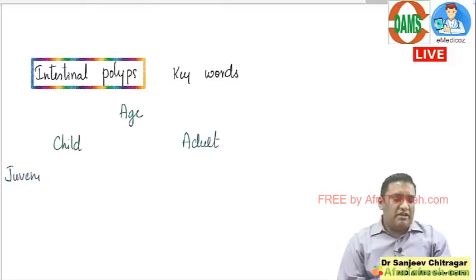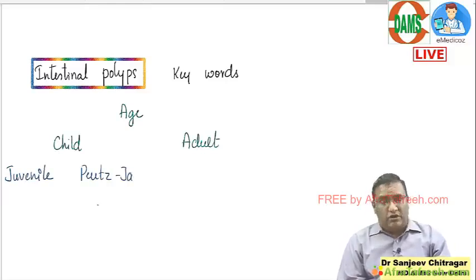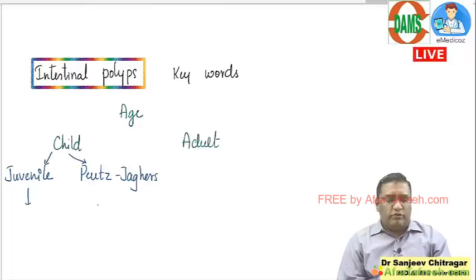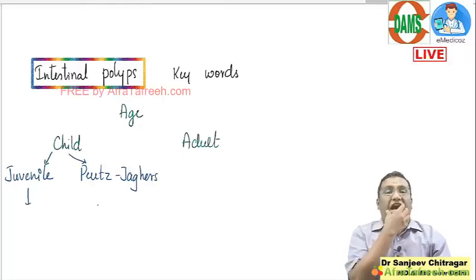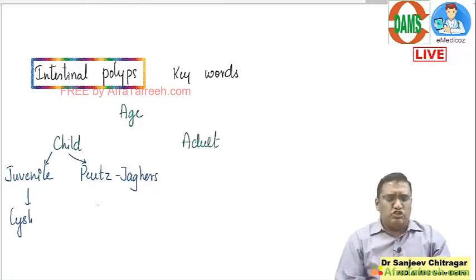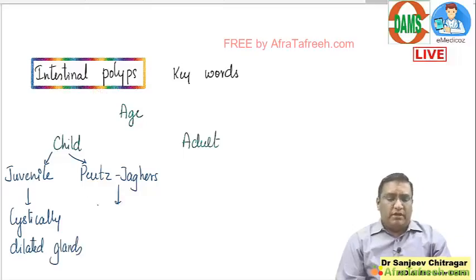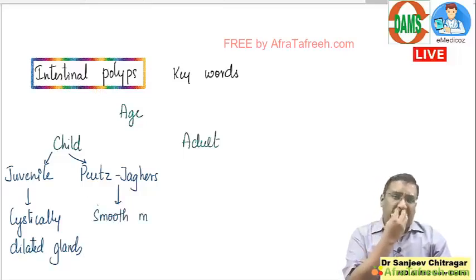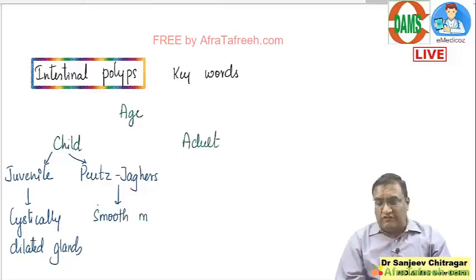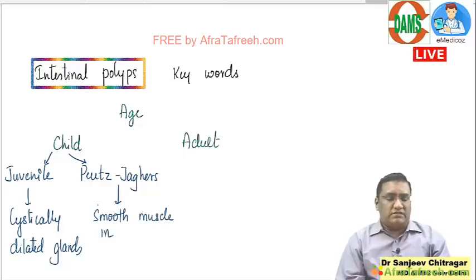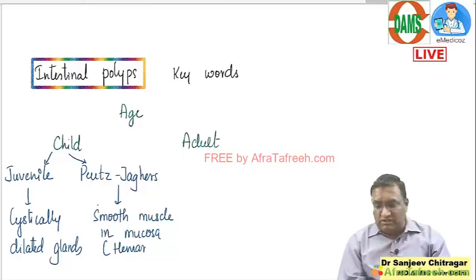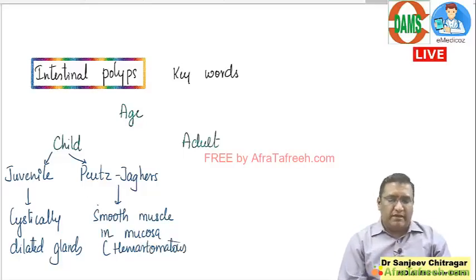If it is a child, then it could be a juvenile polyp, or it could be a Peutz-Jeghers polyp. Both of them occur in children. And for Peutz-Jeghers polyp, you can look for other manifestations like hyperpigmentation. In juvenile polyp, cystically dilated glands will be seen, whereas in a Peutz-Jeghers polyp, associated manifestations could be hyperpigmentation or mucocutaneous pigmentation, and there will be smooth muscle in the mucosa or in the submucosal region. This is a hamartomatous polyp, by the way, Peutz-Jeghers.